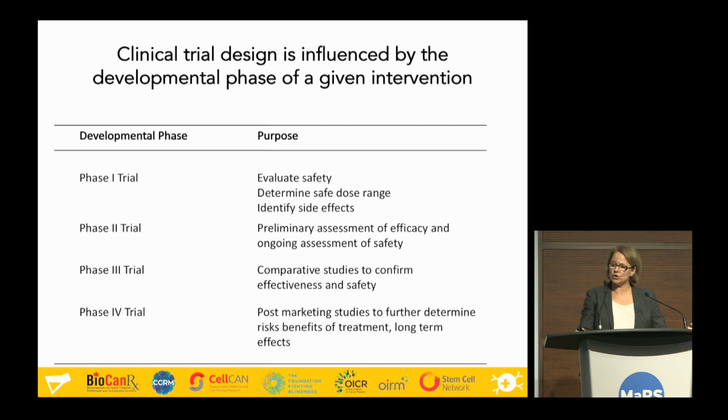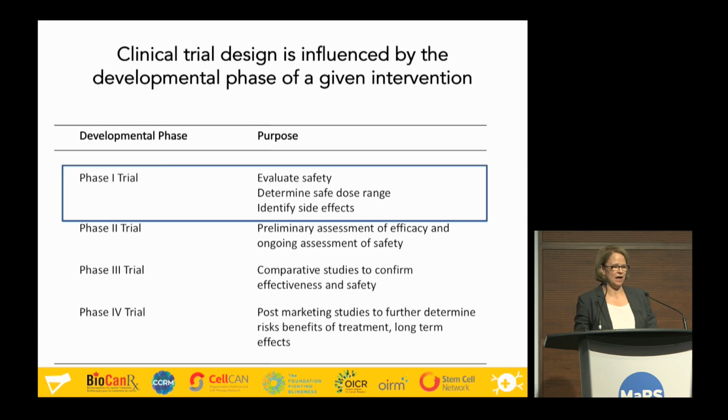And then phase four trials are really post-marketing studies. You've got your license for the drug, and then you continue, more in an observational way, to follow these patients forward for their clinical outcomes as well as safety, particularly long-term adverse effects. Because typically in a clinical trial, they don't follow patients out for 5 to 10 years. It's maybe 3 months, 6 months, 1 year.